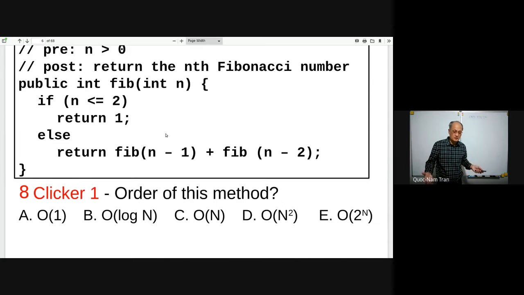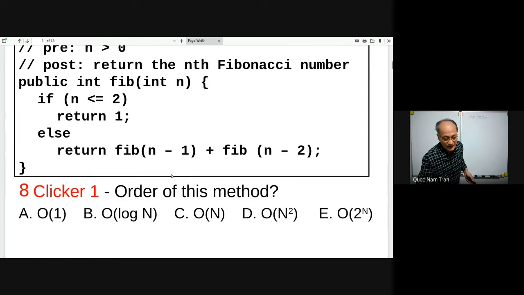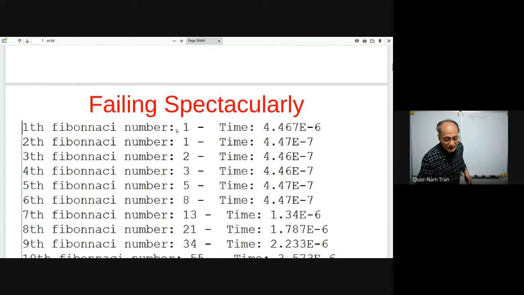But what do you expect? A, B, C, D, or E? It should be E, right? But try it to see whether or not the complexity of this algorithm is exponential. And that said, we should not design our algorithm using recursive programming like this. So we need to find a better way.